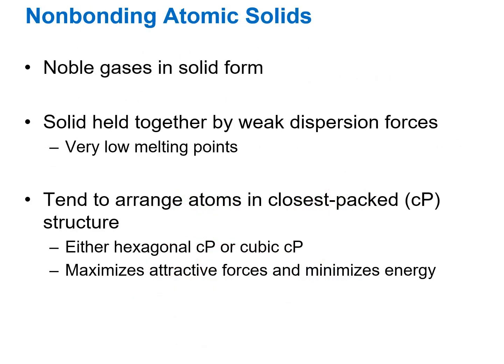So non-bonding atomic solids, what would make an atom not bond? Well, if it had a full valence shell, that'd be it. So when we're talking about non-bonding atomic solids, we're thinking about noble gases in solid form. Now these are going to be held together through very weak dispersion forces, and as a result they're going to have very low melting points. And they're going to tend to arrange the atoms in the closest packed structure.